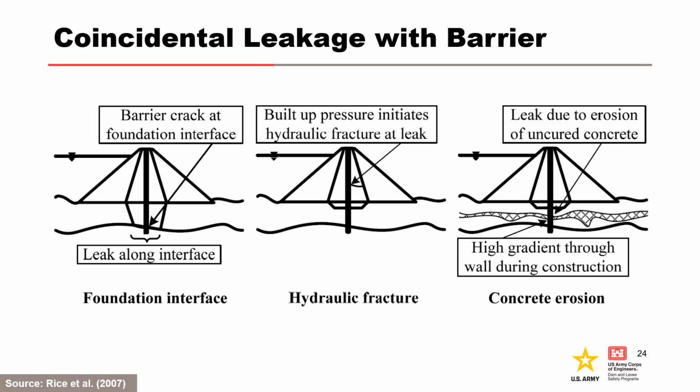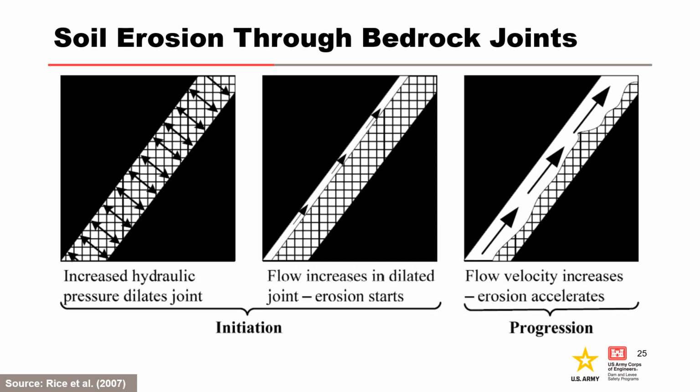In the right figure, the barrier is constructed through a zone of high conductivity, and a large gradient is imposed on the uncured concrete, which erodes finer particles of the concrete mix before curing, resulting in a segregated concrete backfill. This mechanism can develop where concentrated flow occurs through bedrock joints beneath or at the ends of the barrier.